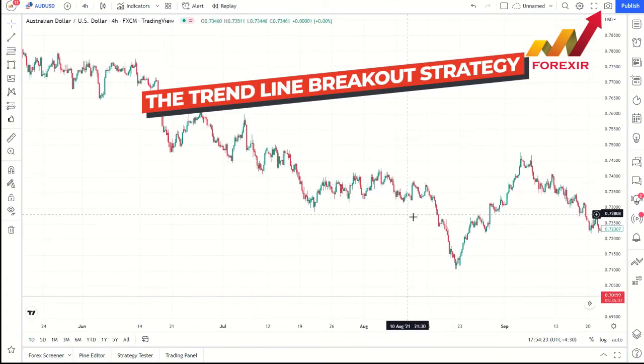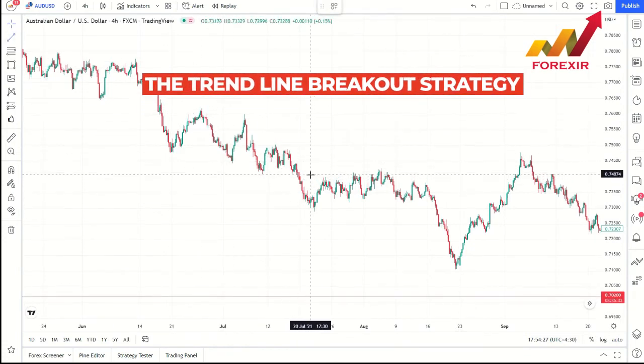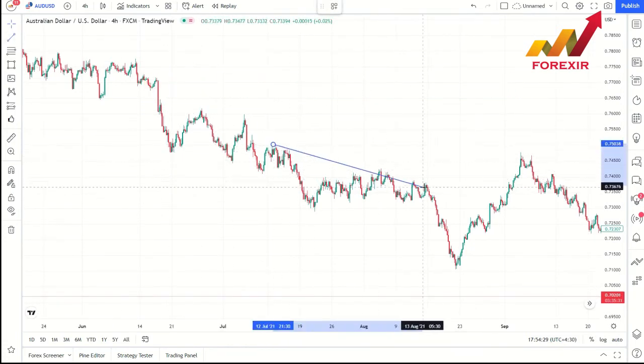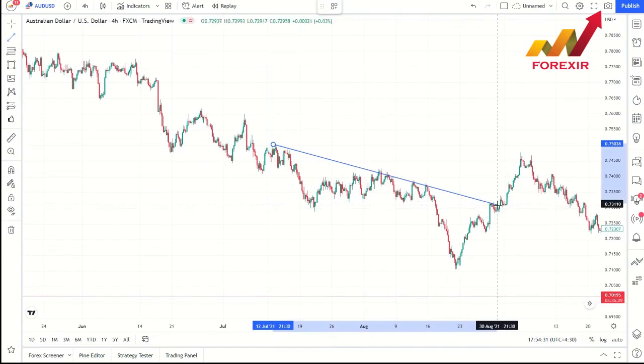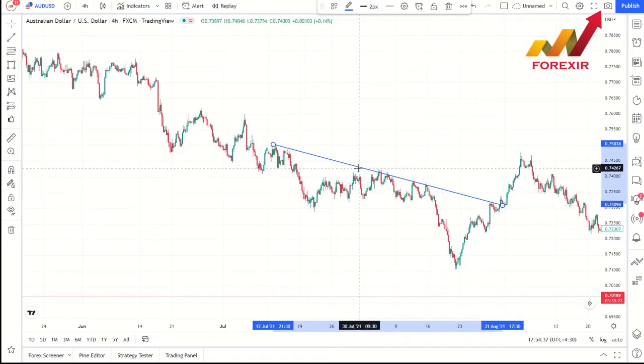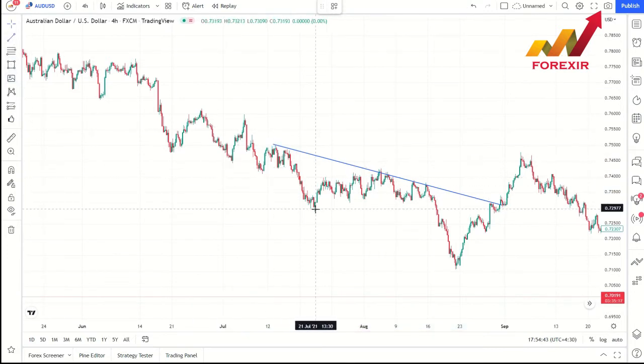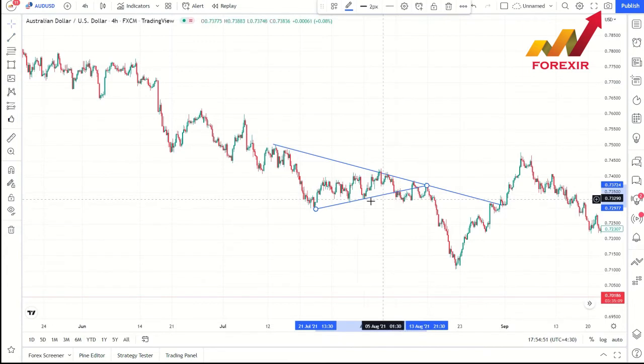Here's the deal. It can be difficult to time your entries in a trending market because the pullback can be deep or shallow. I'll explain. If the pullback is deep and you enter your trades too early, you have to suffer a lot of pain. But if the pullback is shallow and you enter your trades too late, you risk missing the move. So, what's the solution? Introducing the trend line breakout technique.